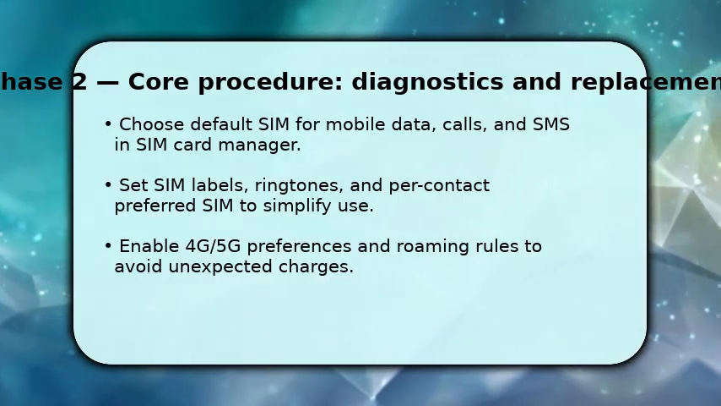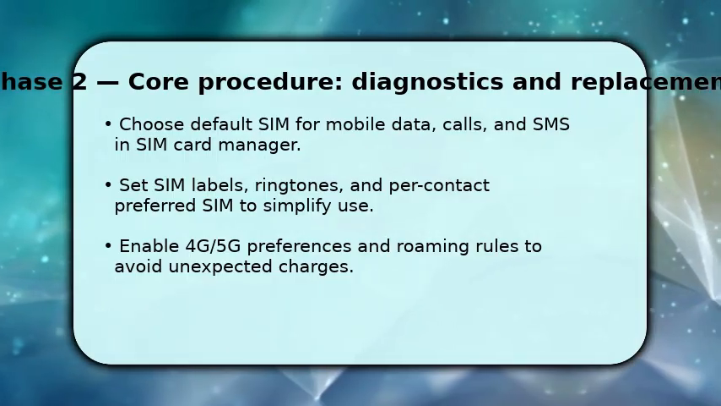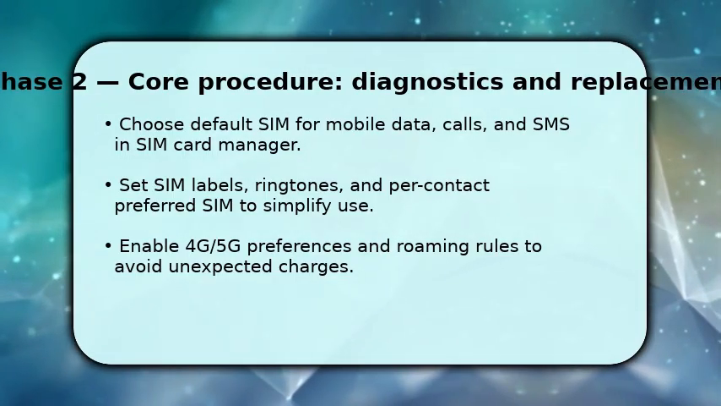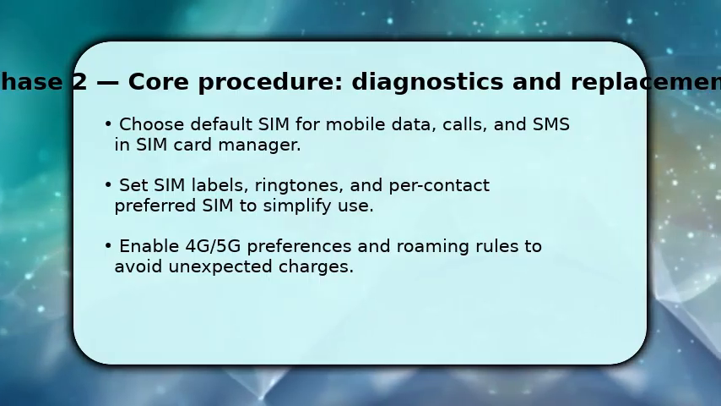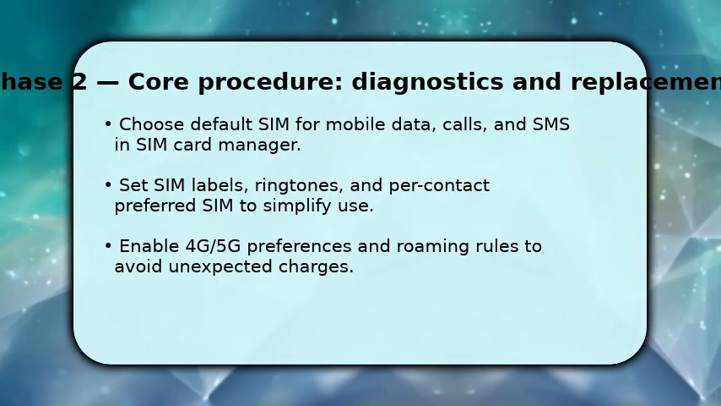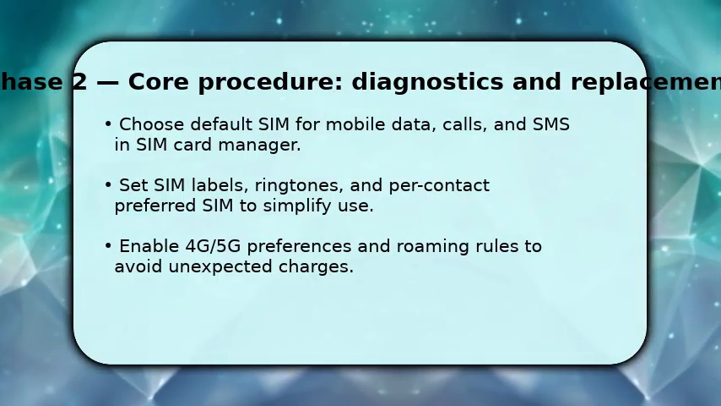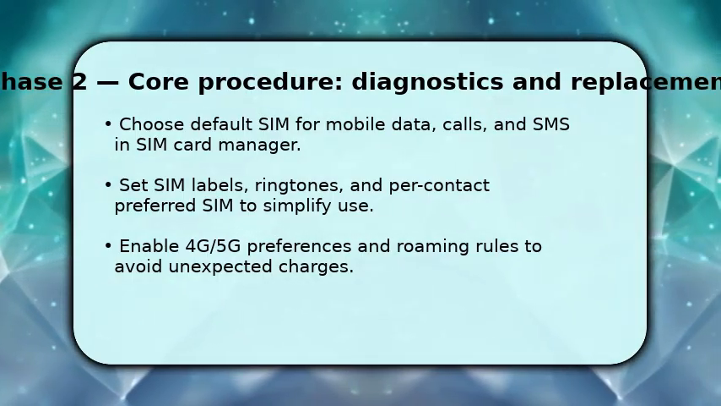Once configured, label each SIM and assign ringtones. Make per-contact SIM choices to force a number when contacting specific people. Also set network preferences, 4G or 5G, and roaming restrictions to control costs. Make sure to save changes. This step organizes behavior so the phone.